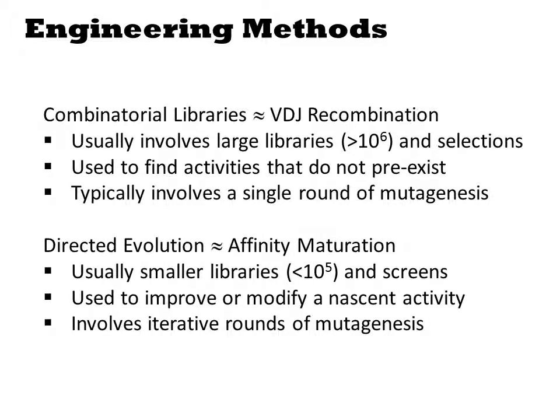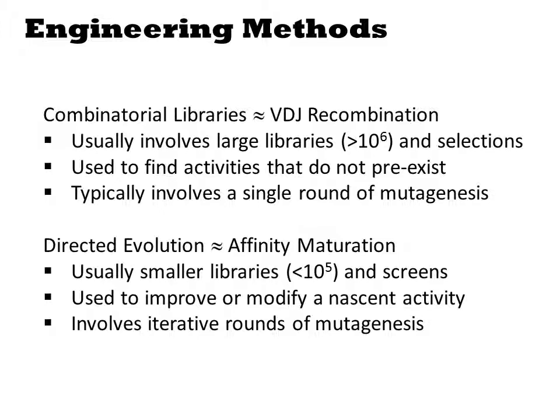The VDJ recombination process is analogous to combinatorial methods. It constructs a large sparse matrix of variants encoding many different functions. These processes typically involve large libraries with more than 1 million members, and this large number of variants usually requires the use of selections rather than screens. Combinatorial libraries are most useful for identifying activities that do not already exist, and they typically involve only a single round of diversity generation. The process of affinity maturation is analogous to directed evolution.